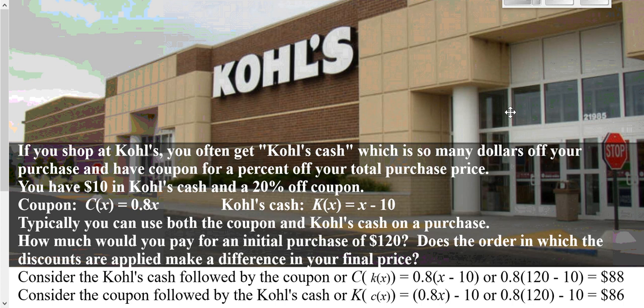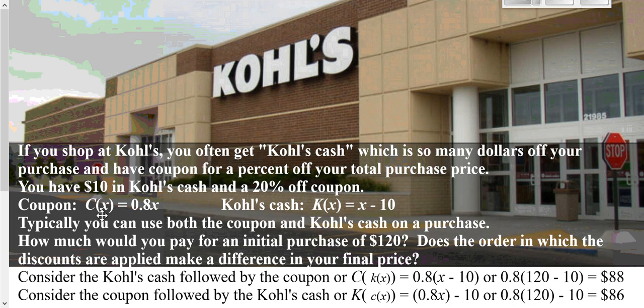Now, suppose you had $10 off in Kohl's Cash and you had a coupon for 20% off. By the way, if you had a coupon for 20% off that you didn't have to pay for, you're paying for 80%, so that's why we have 0.8 for your coupon function. Your Kohl's Cash says, I don't care what you have for a price, I just subtract $10 because you had $10 in Kohl's Cash.